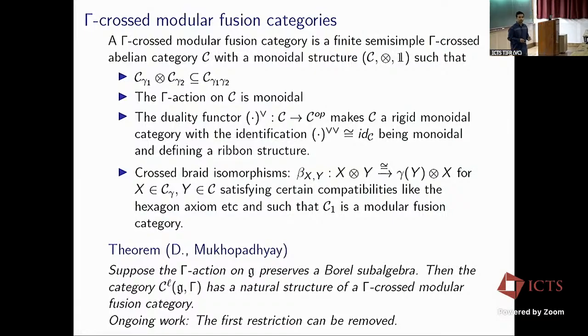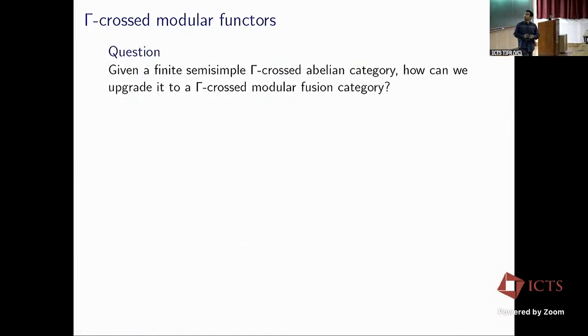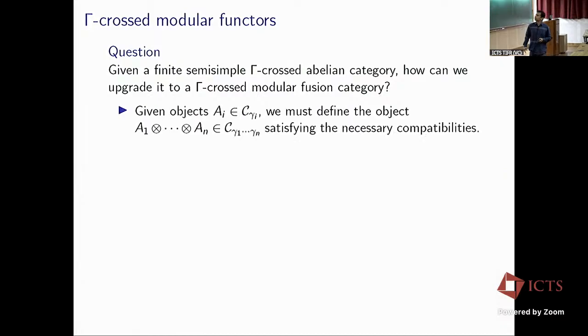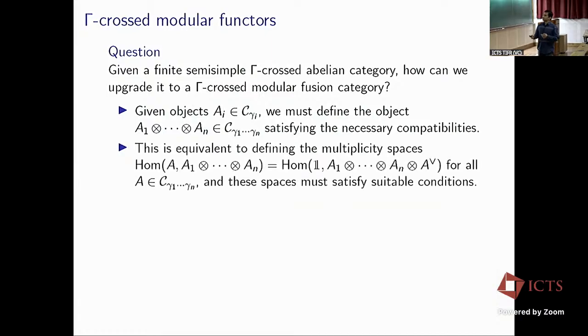So we have a gamma crossed abelian category, and how can we upgrade it to a gamma crossed modular fusion category? We need to define tensor products. Given a bunch of objects A_i in C_{gamma_i}, we need to define their tensor product, which will be an object in C_{gamma_1 gamma_2 ...} in their product. This is the same as defining Hom from an arbitrary object to this object. So defining this object is the same as defining these Hom spaces.